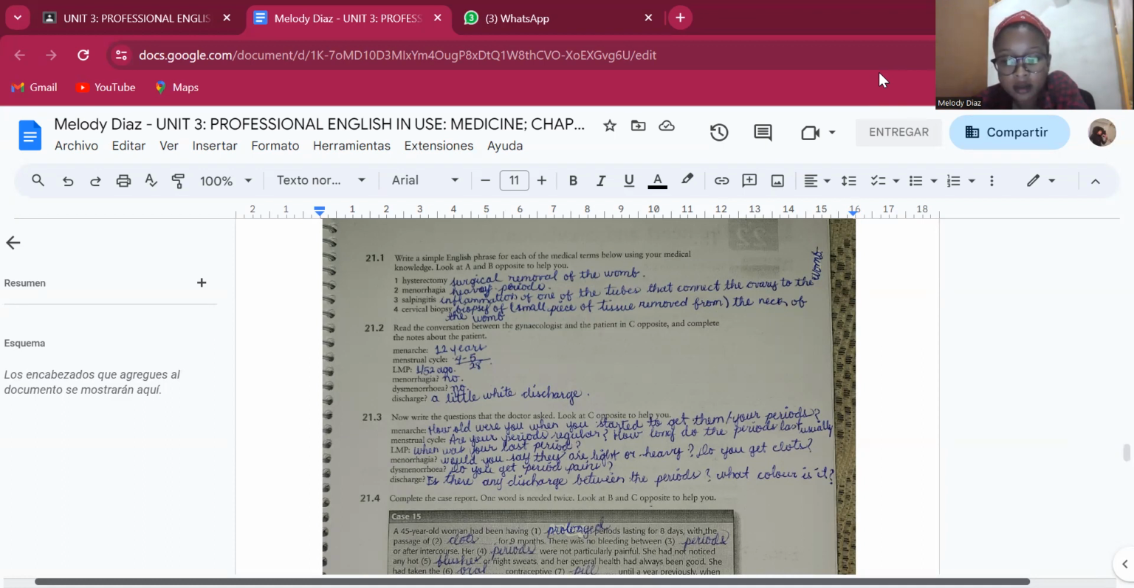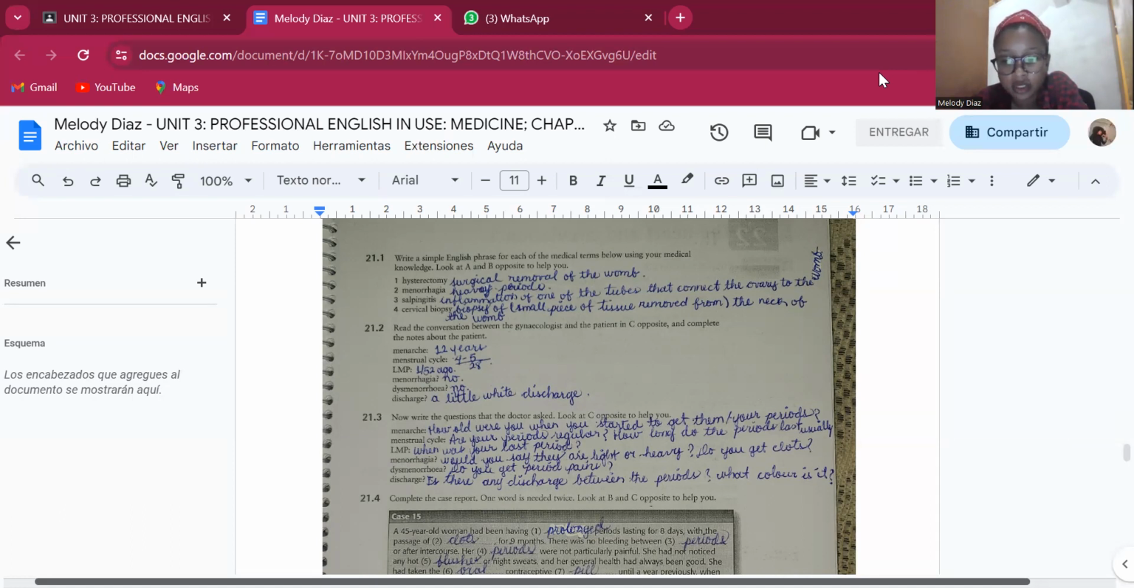Menorrhagia, heavy periods. Salpingitis, inflammation of one of the tubes that connect the ovary to the womb. Number 4, cervical biopsy, a small piece of tissue removed from the neck of the womb.